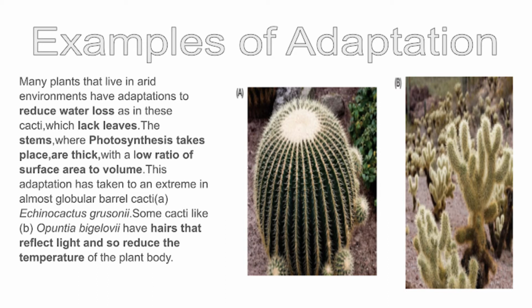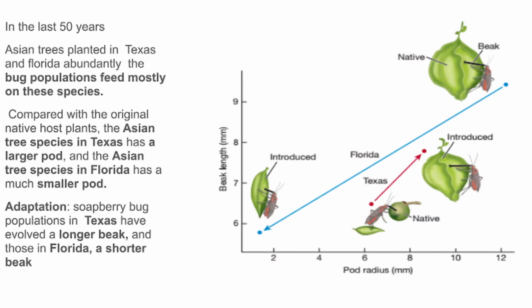Similarly, in figure B, we can see Opuntia bigelovii has hairs that reflect the light, and it reduces the temperature of the plant body, and in this way it adapts itself in the arid environment. Here is one more example of adaptation.